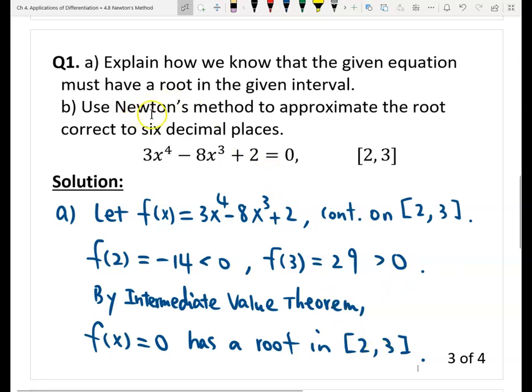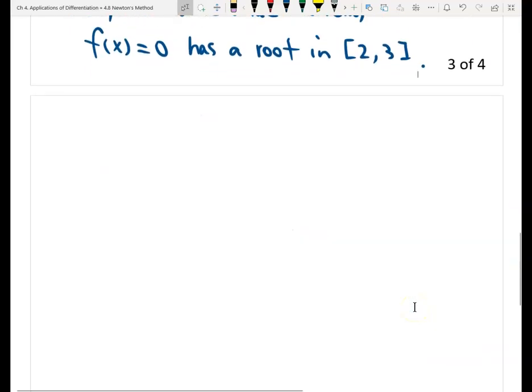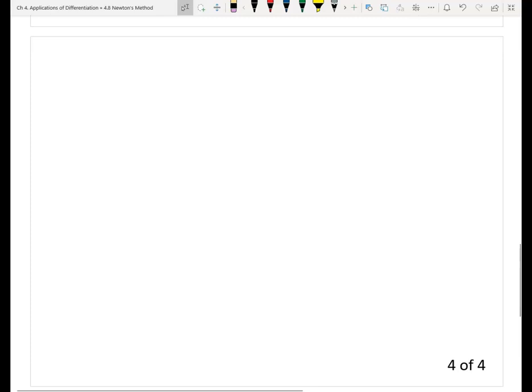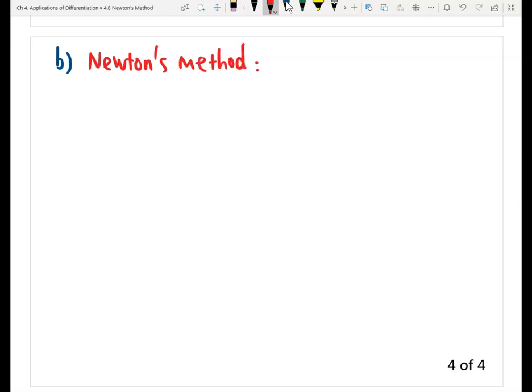So now we are going to use Newton's method to approximate this root between 2 and 3. Okay, so first, let me copy Newton's method. The second step is the major one. We are going to use Newton's method to do the approximation. Let me copy the formula, which is x_{n+1} equals x_n minus f at x_n over f prime at x_n, where n is from 0, 1, 2, and goes to infinity.